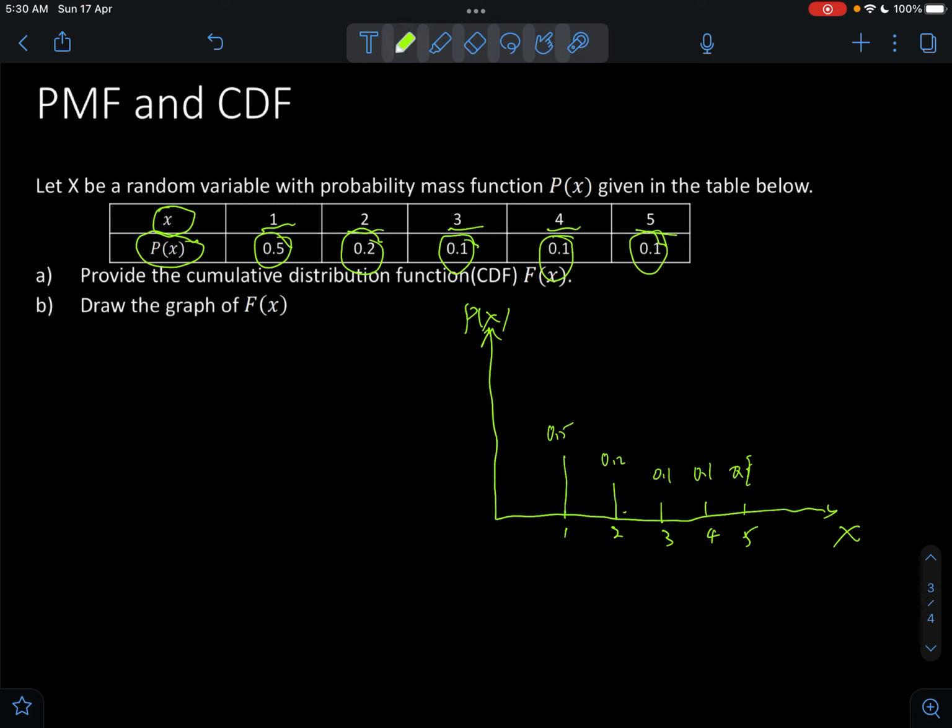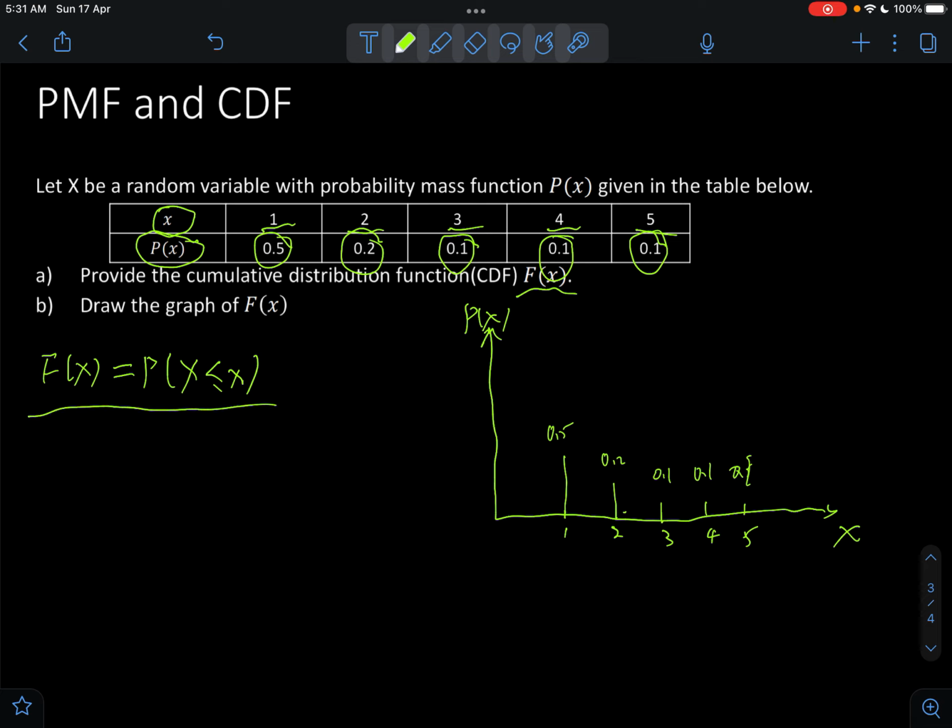Okay, now let's try to solve. For part A, provide the cumulative distribution function F_X. The CDF is normally denoted by a capital letter F. This question basically tests your understanding of the definition of the CDF: F_X(x) equals the probability that random variable X is less than or equal to x. That's the definition of the CDF.